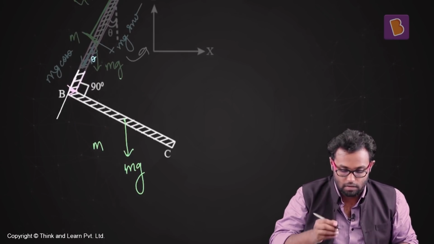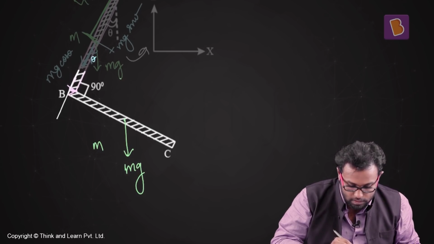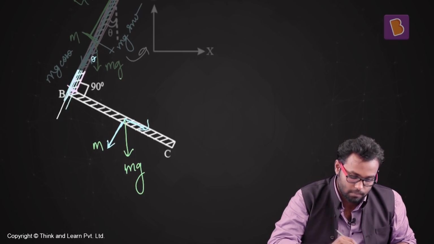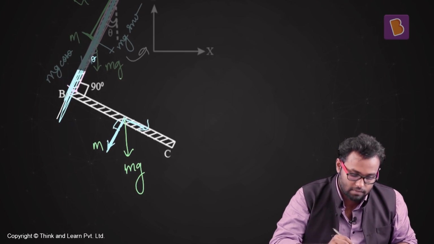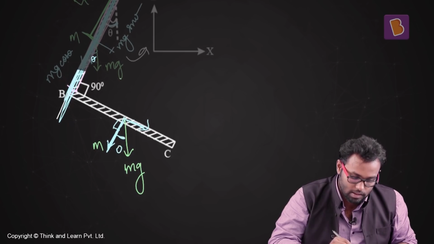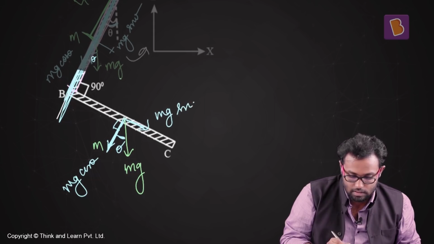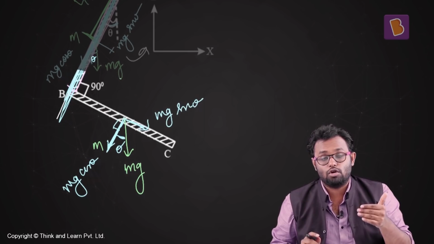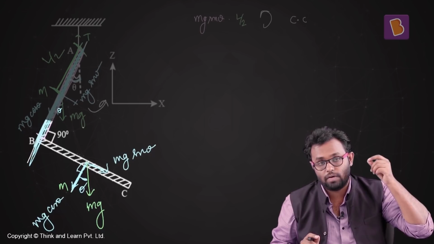Now let's go to the other part. You have BC, you have mg again acting downwards. If I resolve this, I get two components, parallel and perpendicular to that rod. If this angle is theta, then this angle is going to be theta. This will be mg cos theta, and here we'll have mg sin theta. In this case, both mg cos theta and mg sin theta will contribute to the torque, because none of them is passing through that point where I want to find the torque.